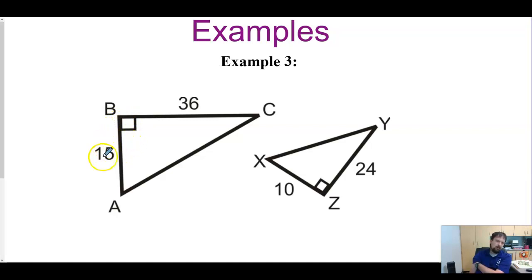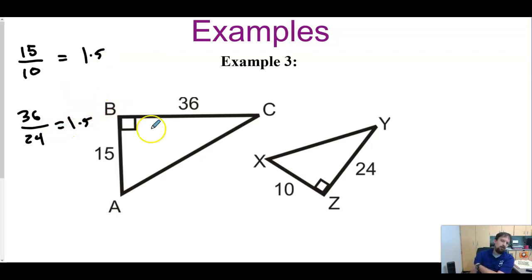So what we need to do is prove that these two sides are proportional to these two sides and that the angles are congruent. BA is size 15. It is corresponding to XZ, which is 10. And BC is 36, corresponding to YZ, which is 24. If we break these down, this is 1.5 and this is 1.5, so they are corresponding.